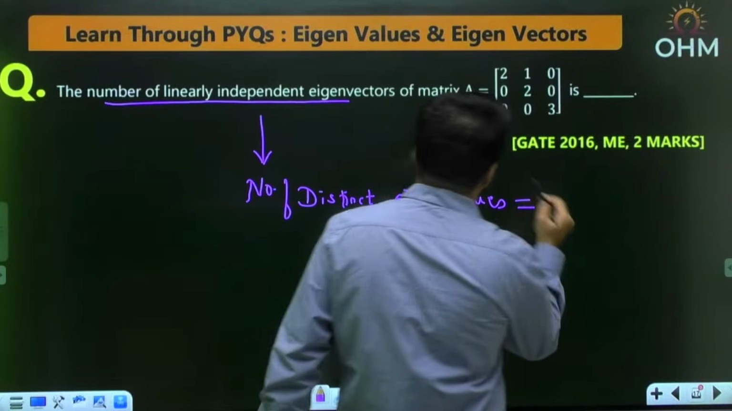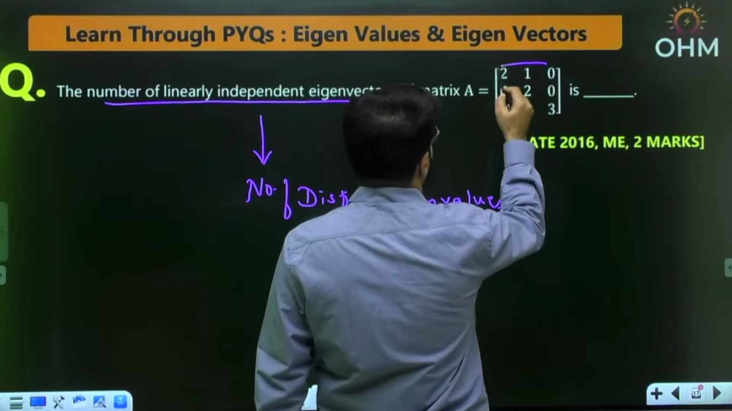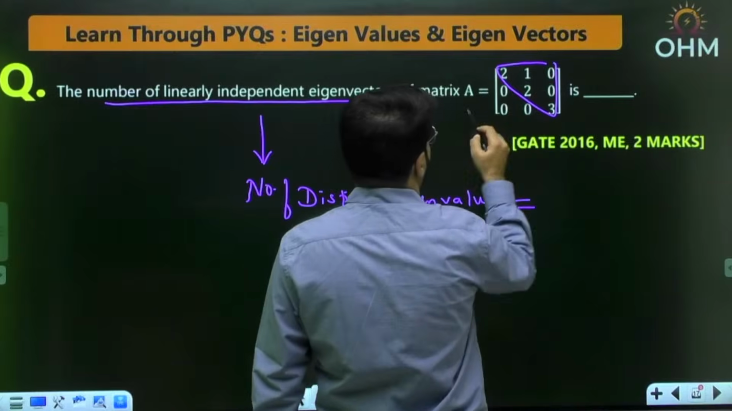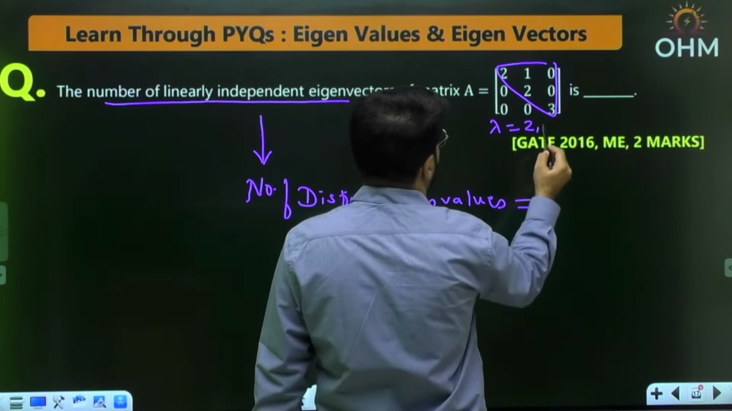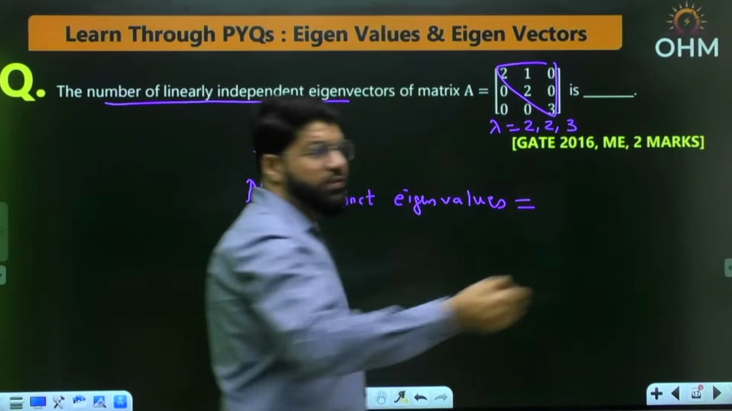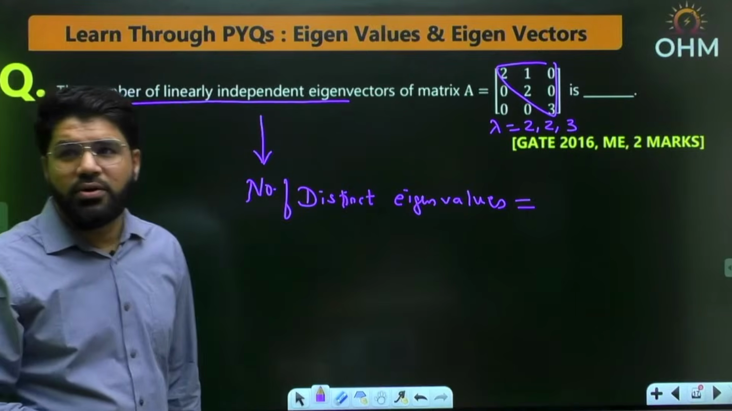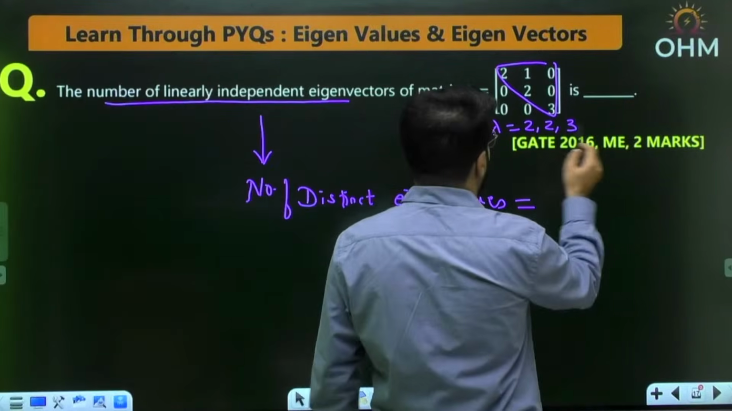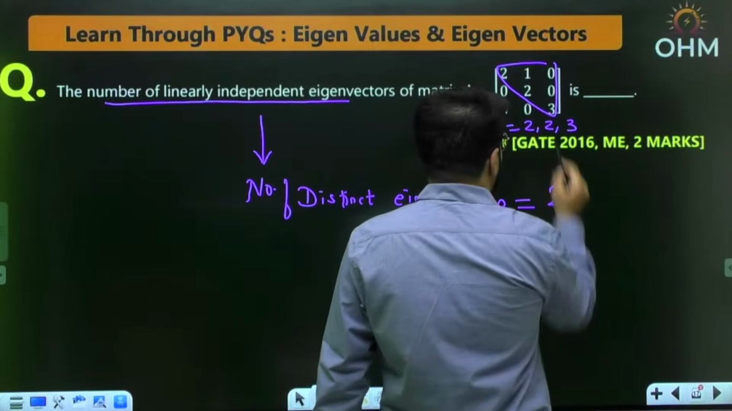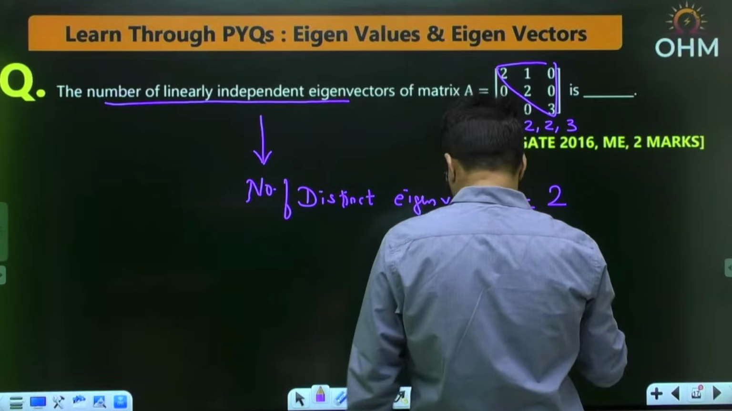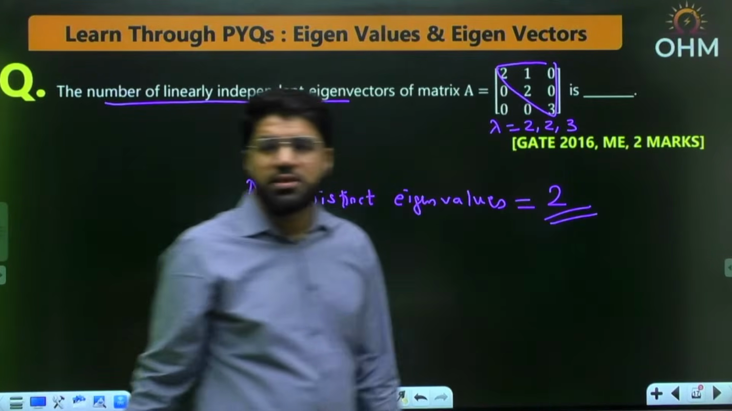And what are the distinct eigenvalues? Now see again, upper triangular matrix. What are the lambdas? 2, 2, 3. Because if it is a triangular matrix, directly you can write down the diagonal numbers as the answer. So 2, 2, 3. How many are distinct? One is repeated, so the answer is 2.